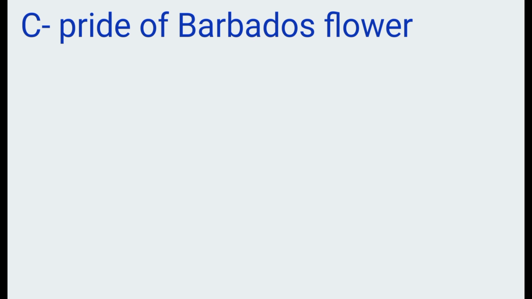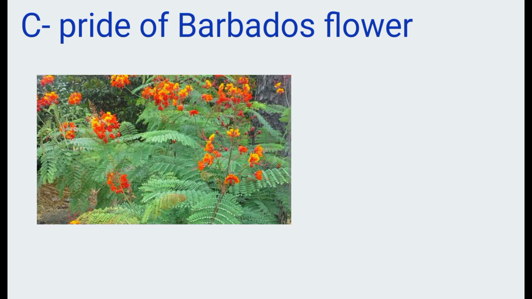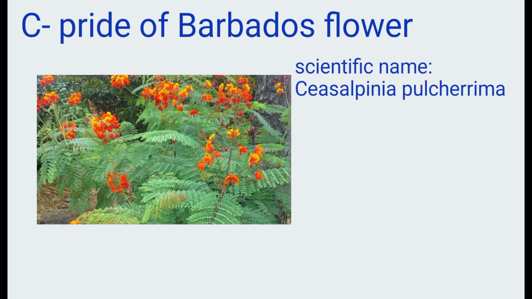Let's talk about specimen C, Pride of Barbados. Here are some important points we need to get used to about this flower. First is its scientific name. Scientific name is Caesalpinia pulcherrima, family Fabaceae, which is a legume family. Appearance: bright orange or yellow flowers with red accents arranged in clusters. Leaves: bipinnate with small leaflets. Native range: native to tropical regions, often found in warm and sunny areas. The Pride of Barbados flower is known for its vibrant colors and is commonly used in landscaping and gardening.